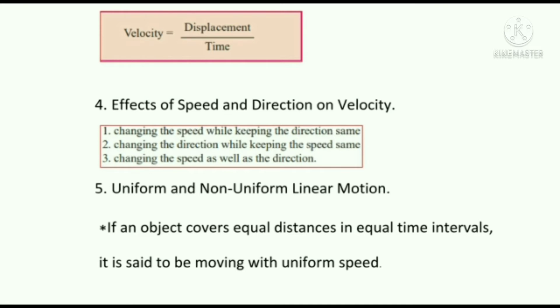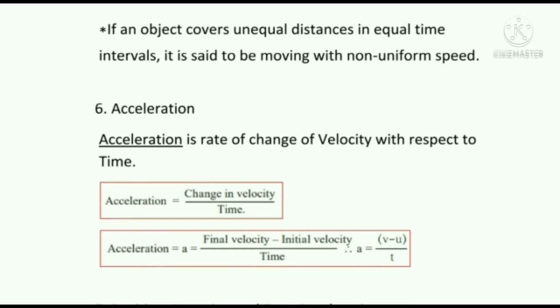Uniform and non-uniform linear motion. If an object covers equal distances in equal time intervals, it is said to be moving with uniform speed. And if an object covers unequal distances in equal time intervals, it is said to be moving with non-uniform speed.